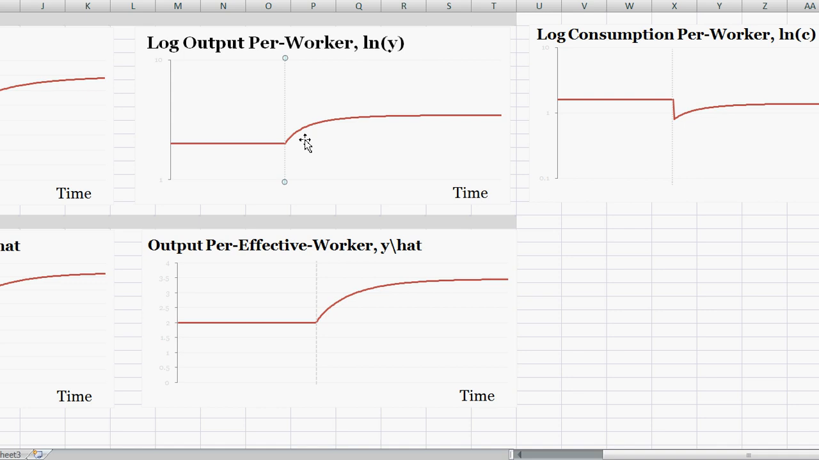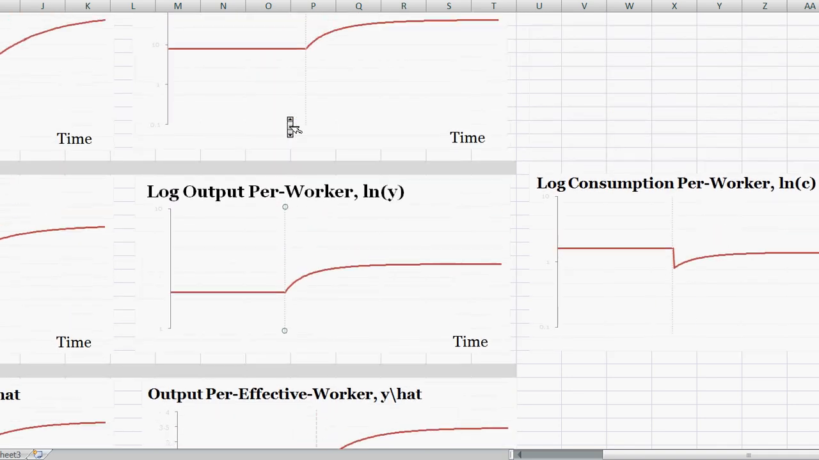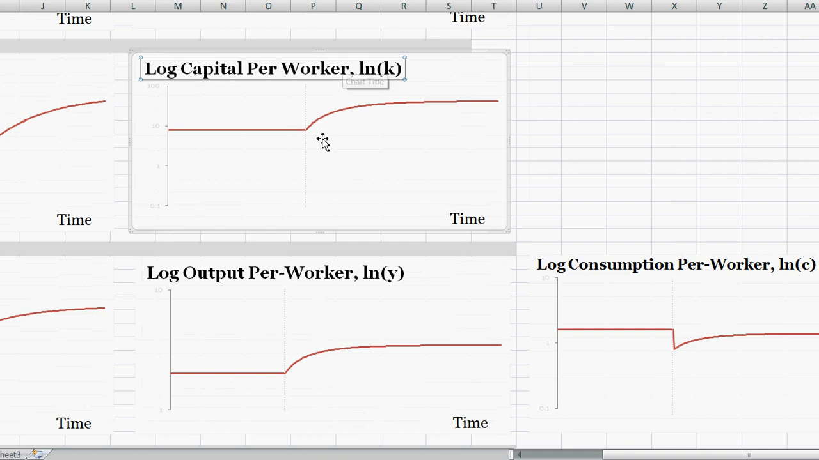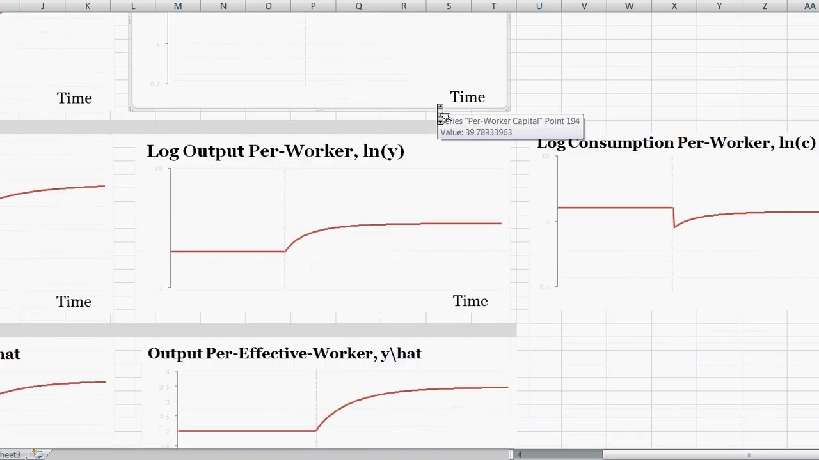Output per worker, you can see we were at this lower level here when the savings rate was lower, and then at this moment in time, right where that gray dotted line is, we have the new savings rate, so we have a jump up to the new steady state level of capital per worker. However, that steady state level of capital per worker doesn't occur instantaneously. It takes time for capital per worker to evolve up to that level. And so we see this level effect, and it's a slow accumulation of capital per worker increasing. So those are level effects, right?